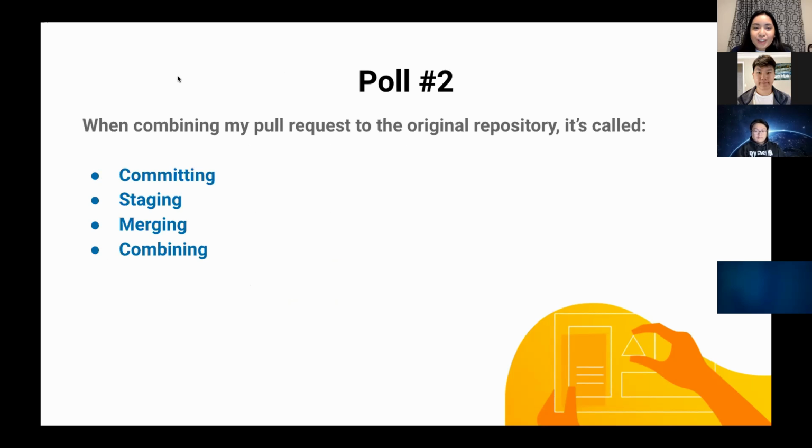So let's do another poll. When combining my pull request to the original repository, it's called committing, staging, merging, or combining? For committing, put a thumbs up. For staging, clap. For merging, put a check mark. And combining, put an X.